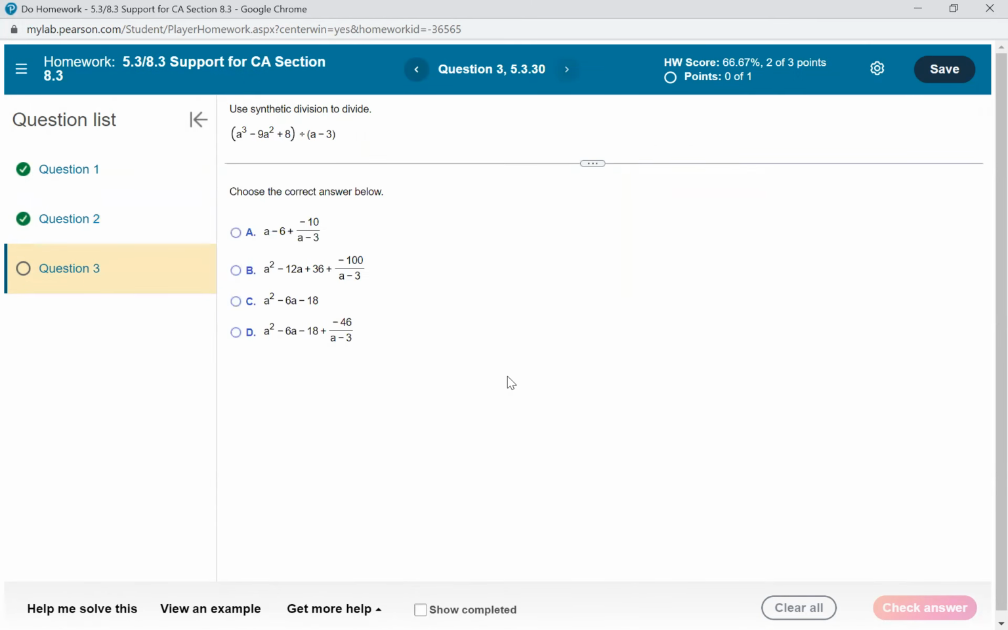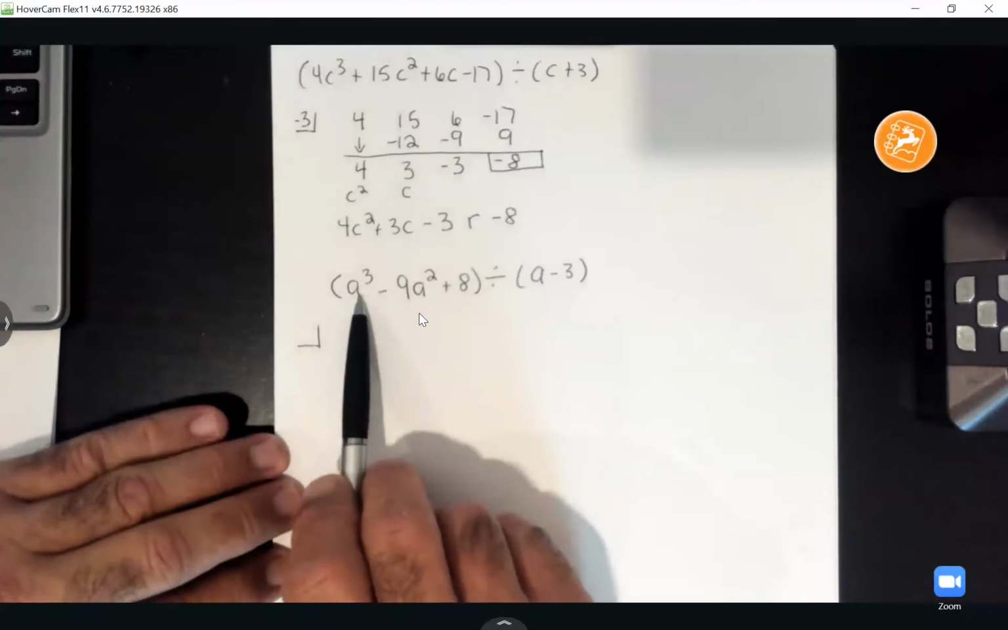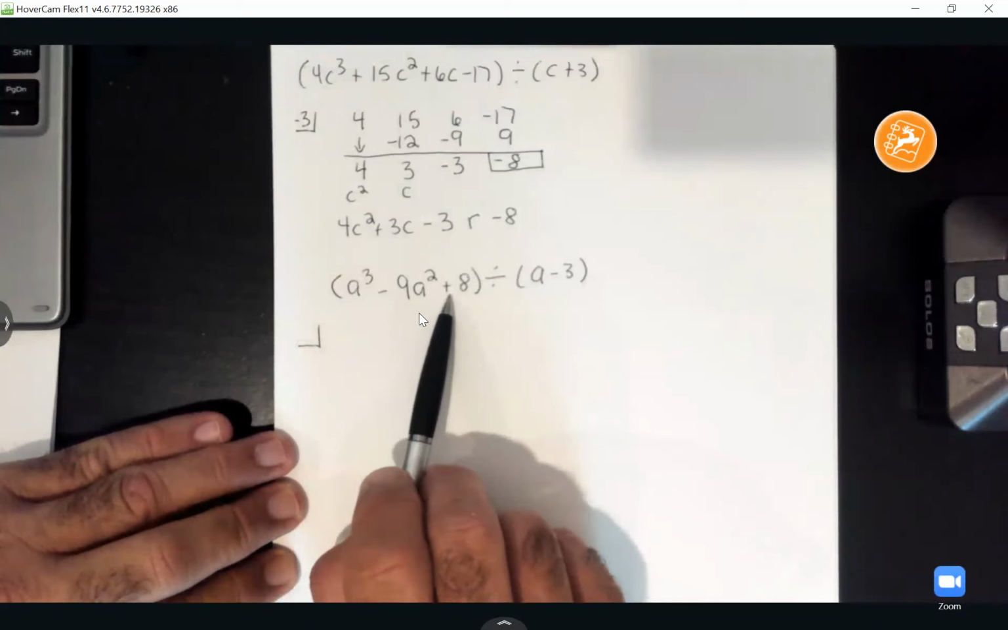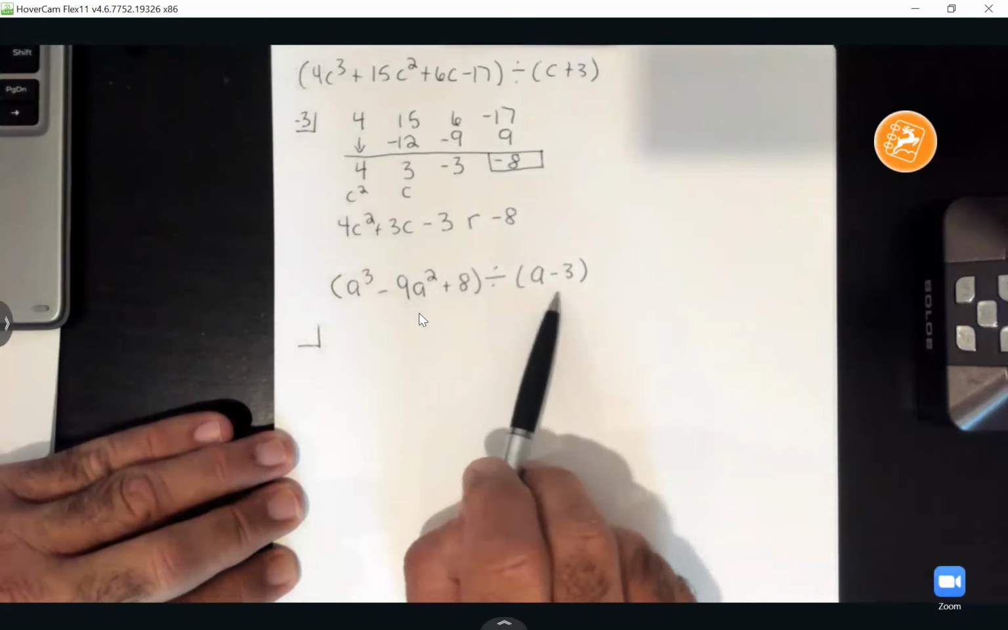All right, y'all. So our last one for the support. Here we go. I've got a to the third minus 9a squared plus 8, and we're dividing that by a minus 3. All right, so the first thing I want is my C. So let me take you to the page. All righty, so a to the third minus 9a squared plus 8. We're dividing that by a minus 3.